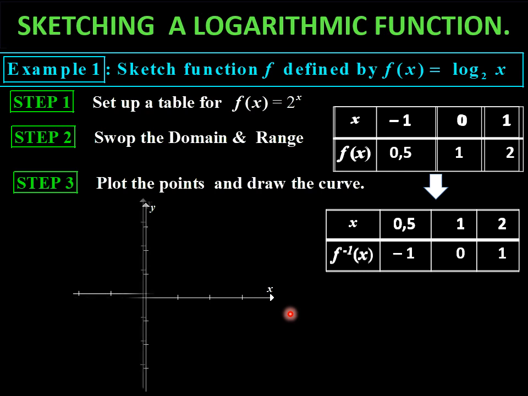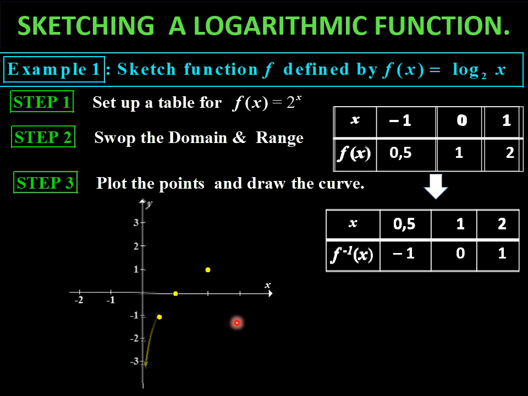So if we plot those 3 points, there are the 3 points there. This is 0, 5 and -1. That's 1 and 0, and that's 2 and 1. And now we can join those points. And there we've joined the points, and there's my exponential, my logarithmic curve there.